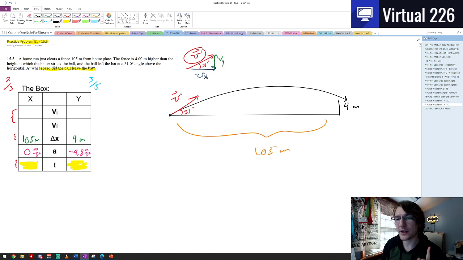If you ever feel in a physics problem that you don't have enough information, maybe you need to link 2 equations together. So let's try that. Let's just try this out. This is going to be kind of weird.